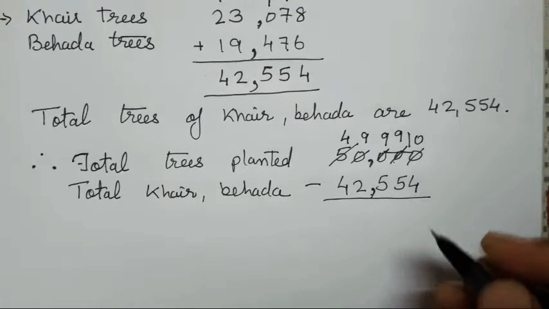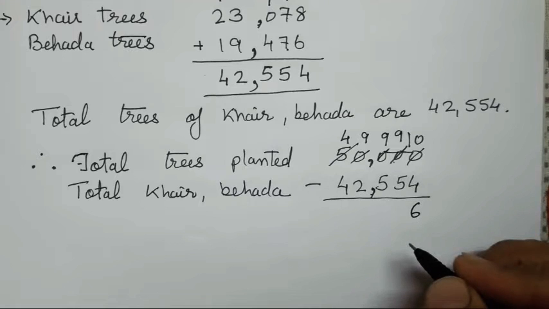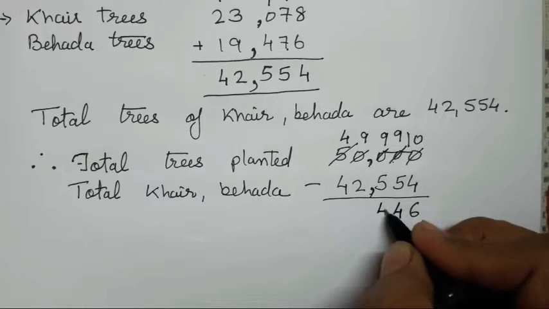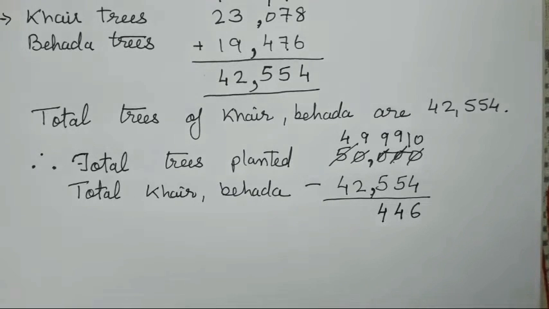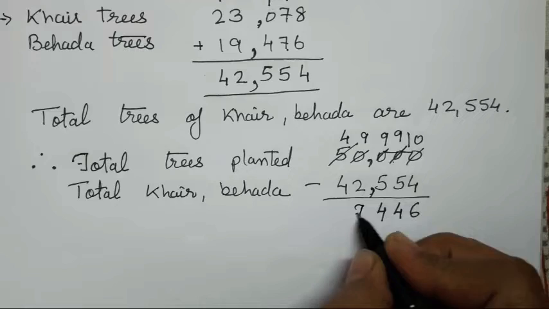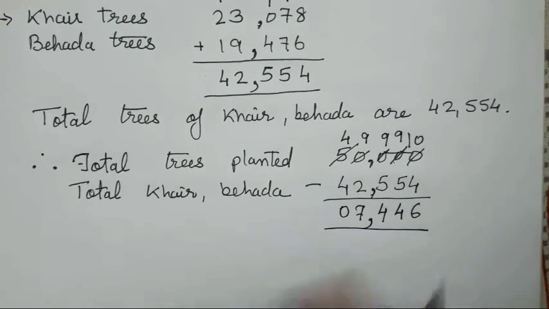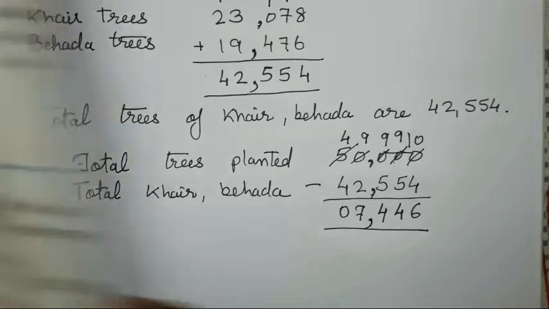Now, 10 minus 4 is going to be 6. 9 minus 5 is going to be 4. 9 minus 2 is going to be 7. 4 minus 4 is supposed to be 0. So, what you all have got?